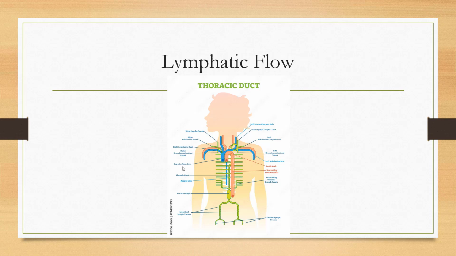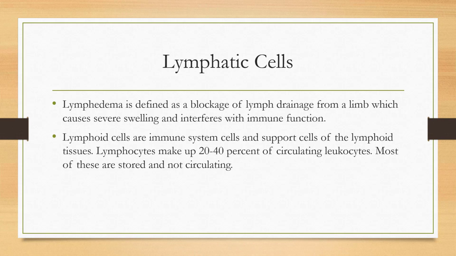The right lymphatic duct is formed by the merging of the right jugular trunk, the right subclavian trunk, and the right bronchomediastinal trunk. This duct will empty into the right subclavian vein, delivering lymph from the right side of the body superior to the diaphragm. Lymphedema is defined as a blockage of lymph drainage from a limb, which can cause severe swelling and interfere with immune function. Lymphoid cells are immune system cells and support cells of the lymphoid tissues.